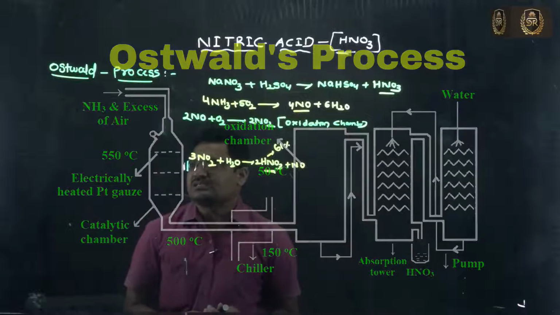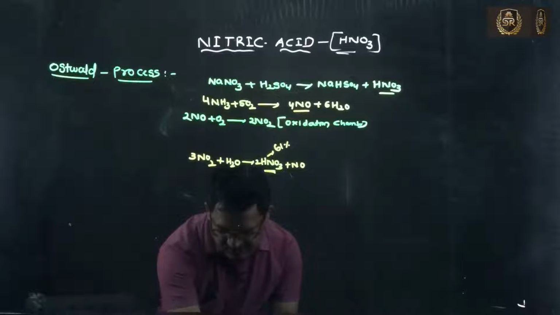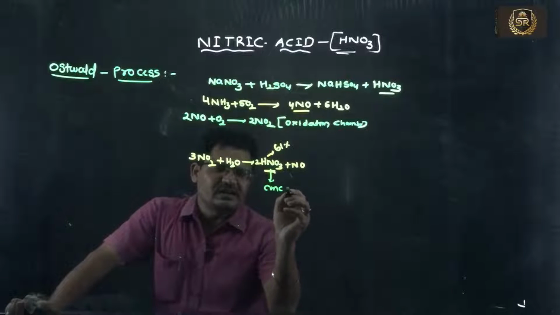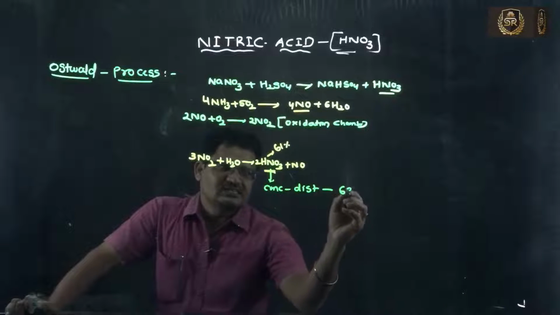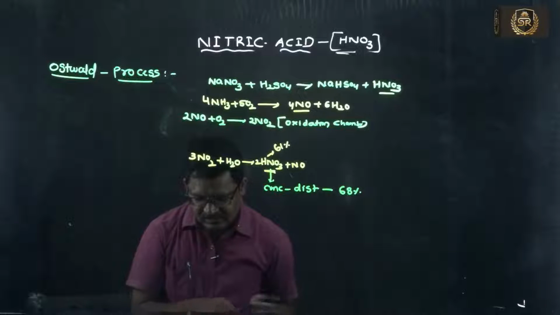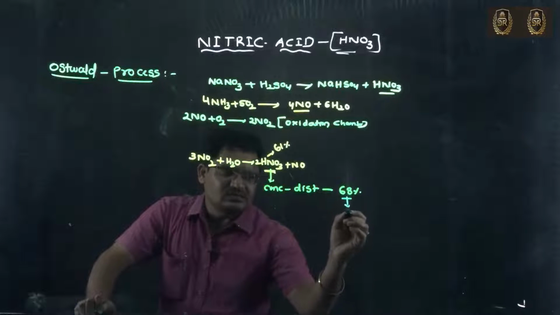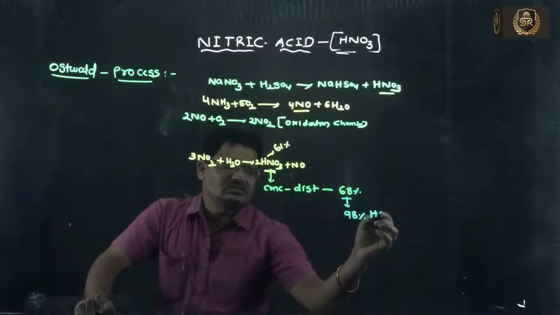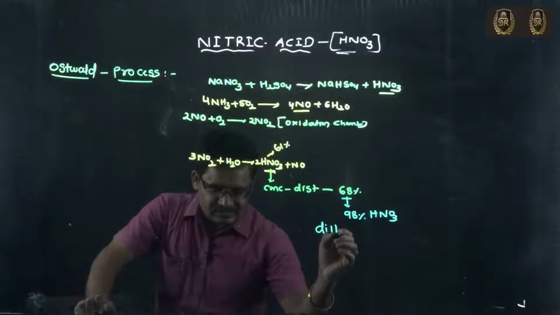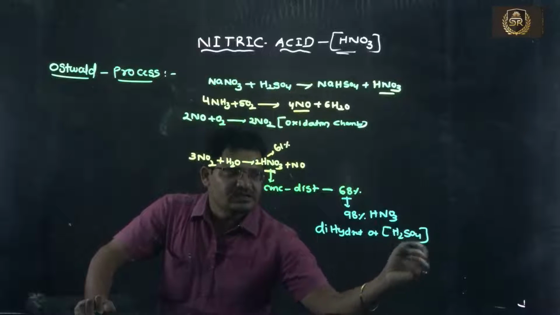This nitric acid contains 61% HNO3, and this dilute nitric acid is concentrated by distillation to get 68% HNO3. The concentration is improved from 61 to 68. The concentration is then improved to 98% HNO3 by dehydration with concentrated sulfuric acid.